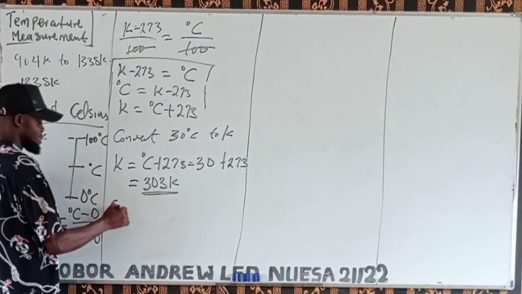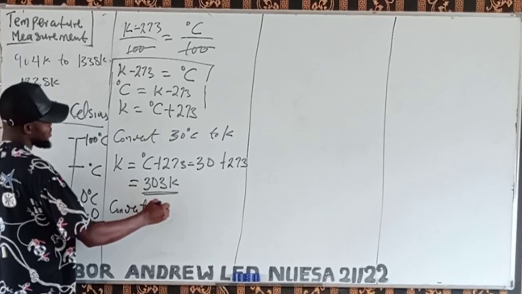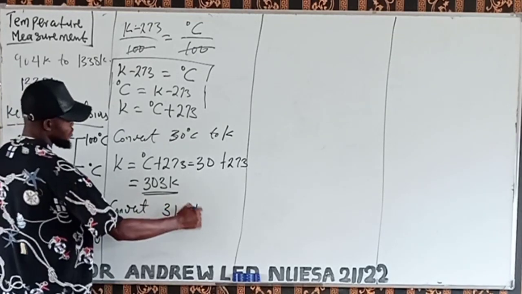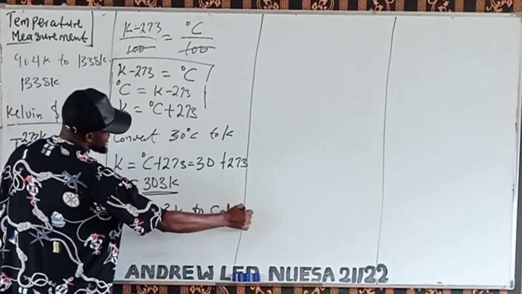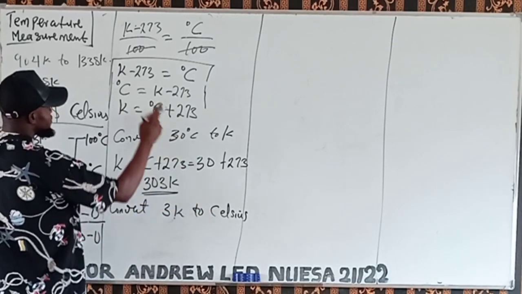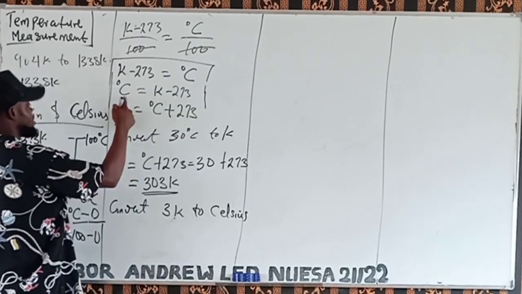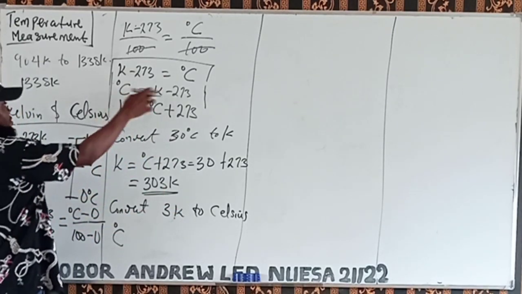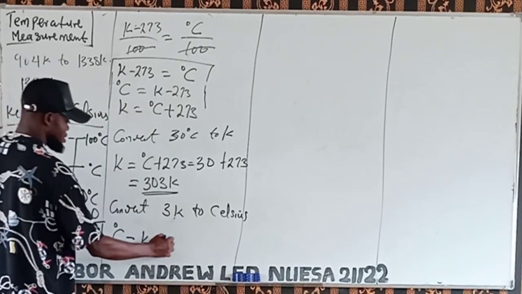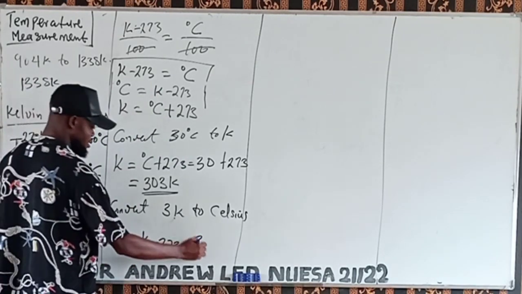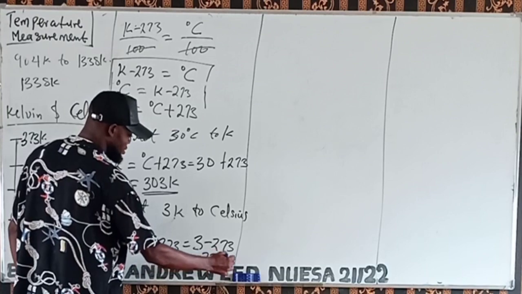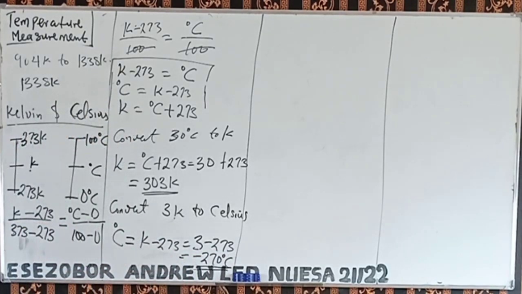If I say convert, let's say, 3 Kelvin to Celsius, now we go from Kelvin to Celsius, so you use this formula. From Celsius to Kelvin, Kelvin is the subject of the formula. For Kelvin to Celsius, Celsius is the subject. We have degree Celsius equals K minus 273. With K as 3, that is 3 minus 273, which gives us minus 270 degrees Celsius. And converting 0 degrees Celsius to Kelvin gives 273 Kelvin.